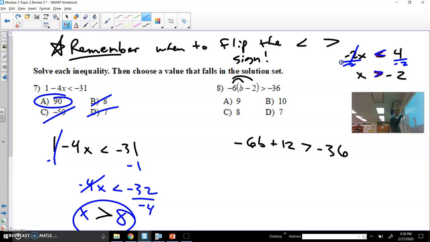So for the second one, I've gone ahead and distributed. I'm going to subtract 12 to the other side, and that gives me -48.